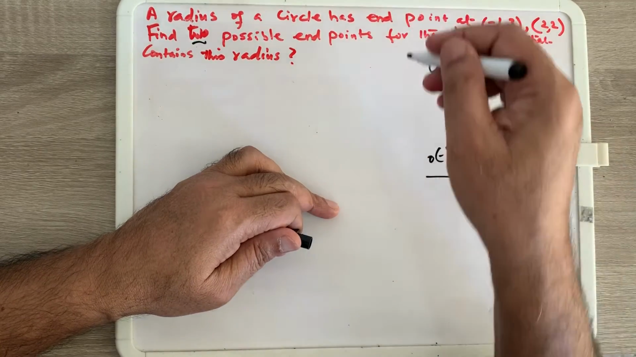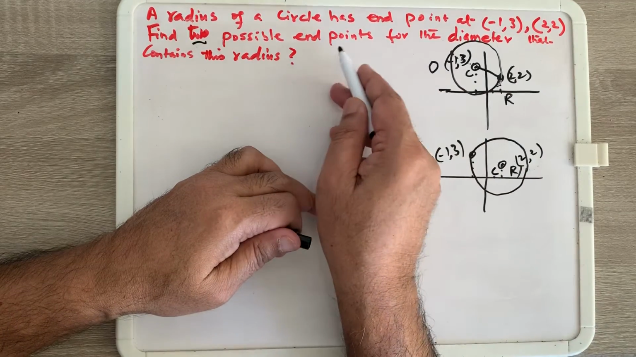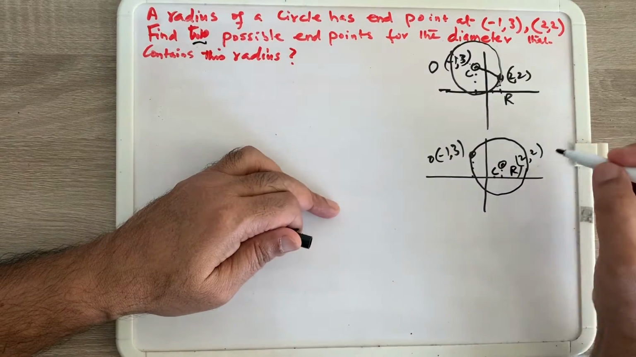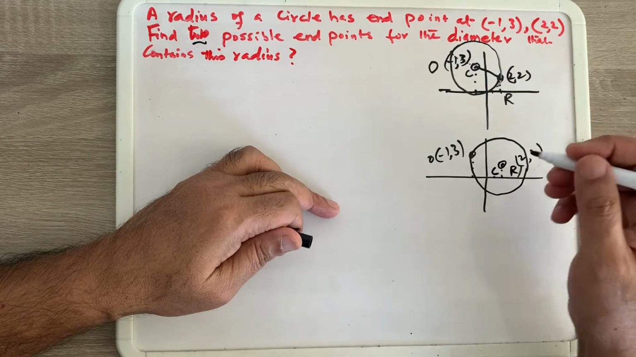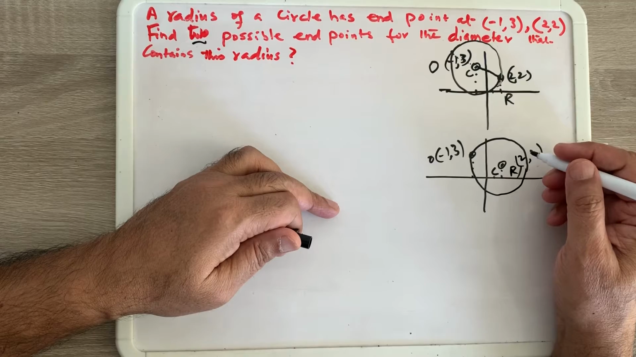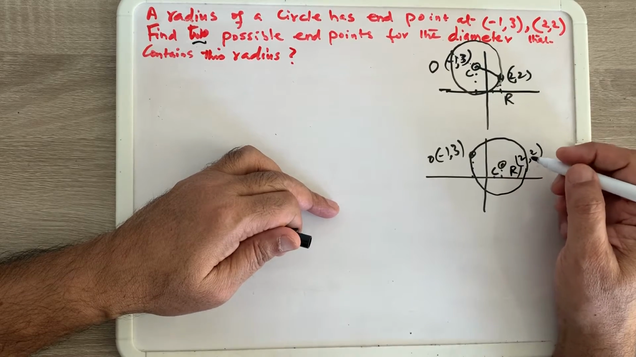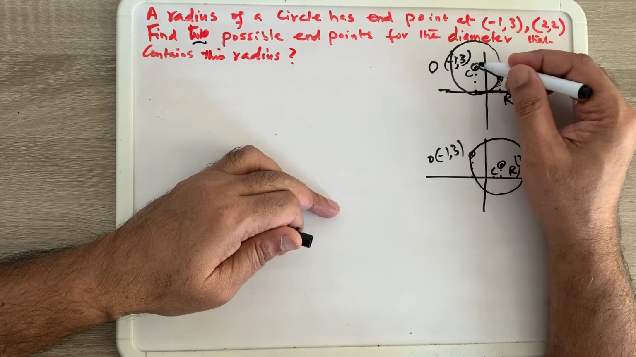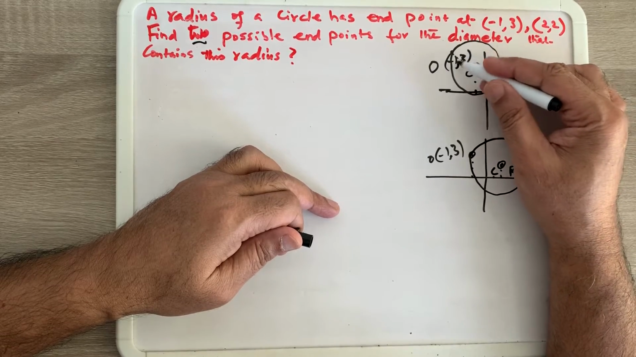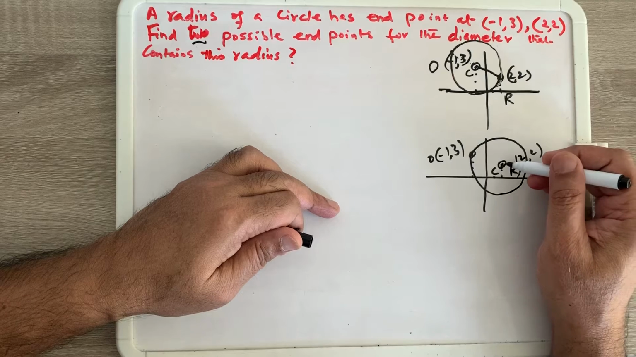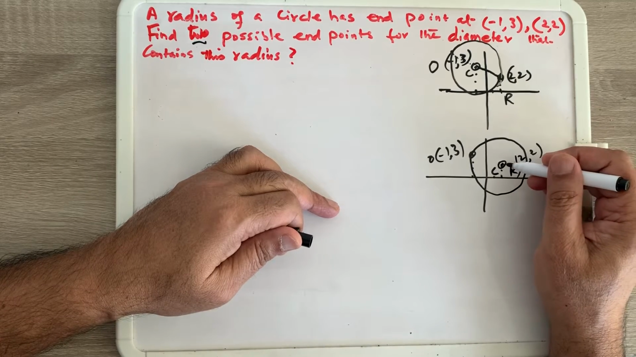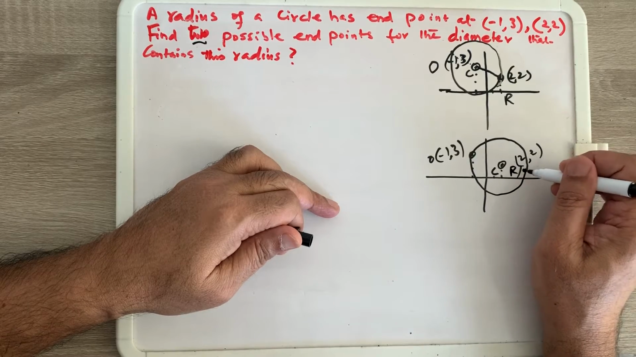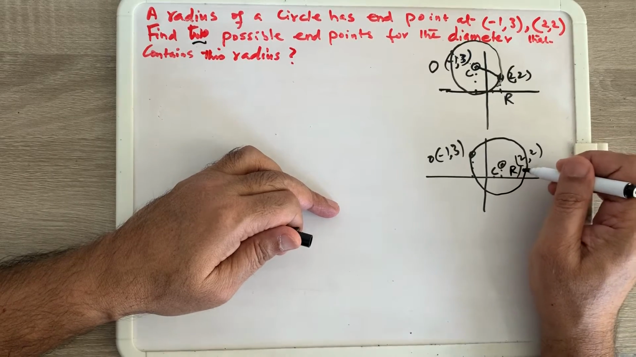Therefore, this question says to find the two possible endpoints of the diameter that contains this radius, and also tell us about any assumption you made. So the assumptions are here, right? One time we are taking O as a center, which is (-1, 3), and the second assumption is we are taking R as a center, which is (2, 2). In both cases, I need to calculate the other point.